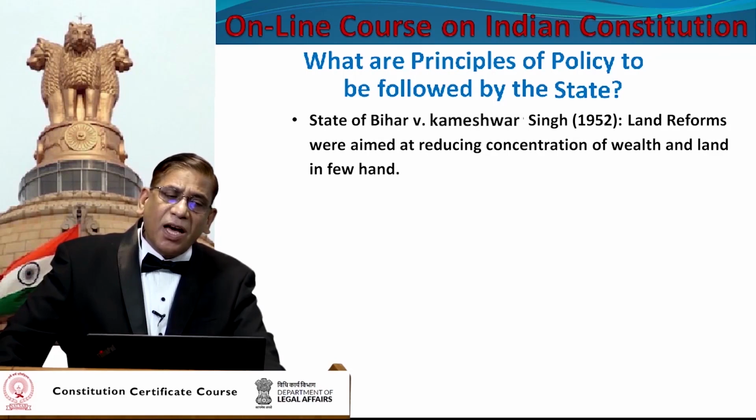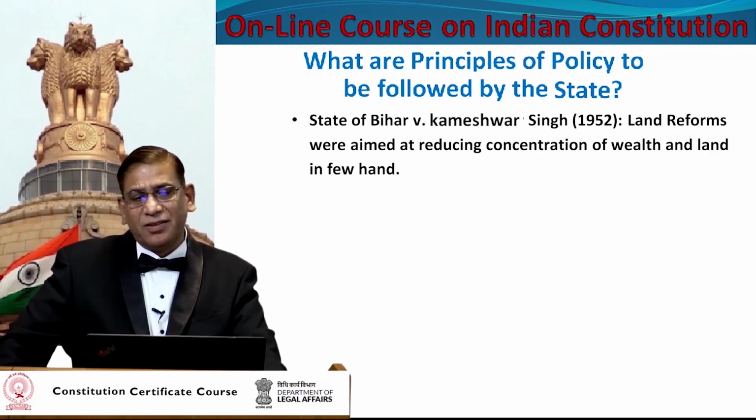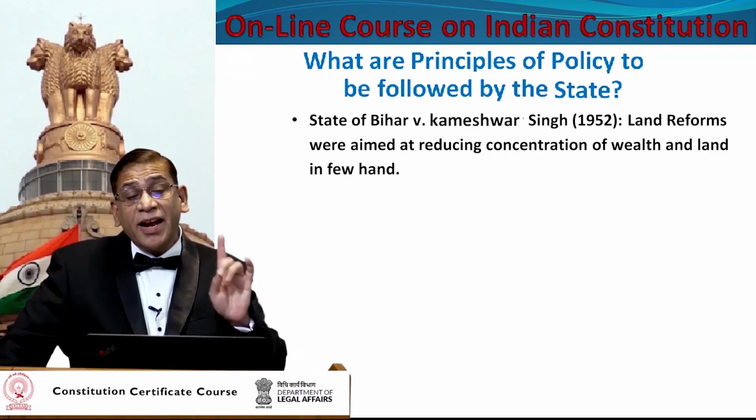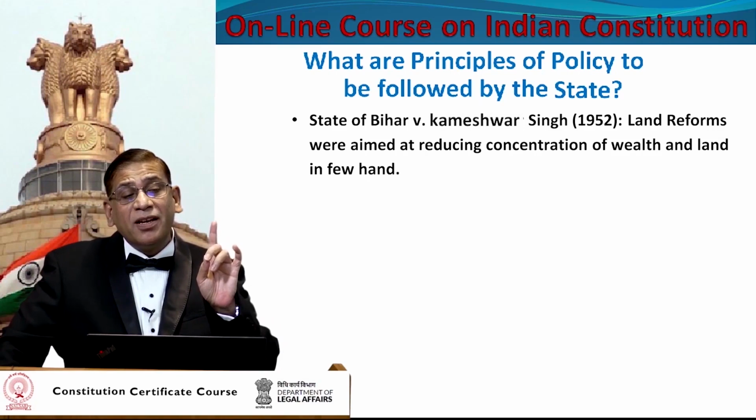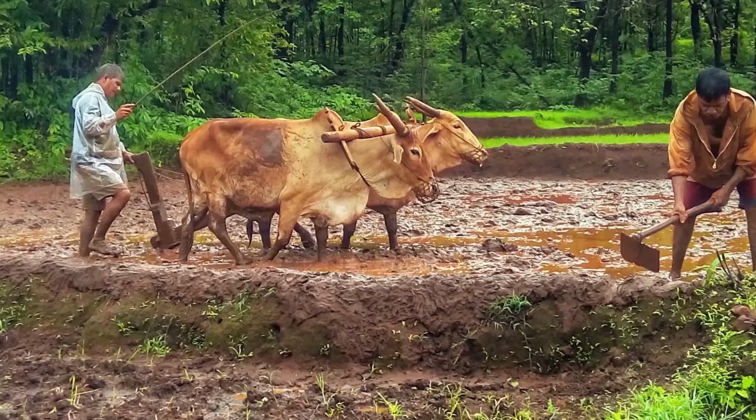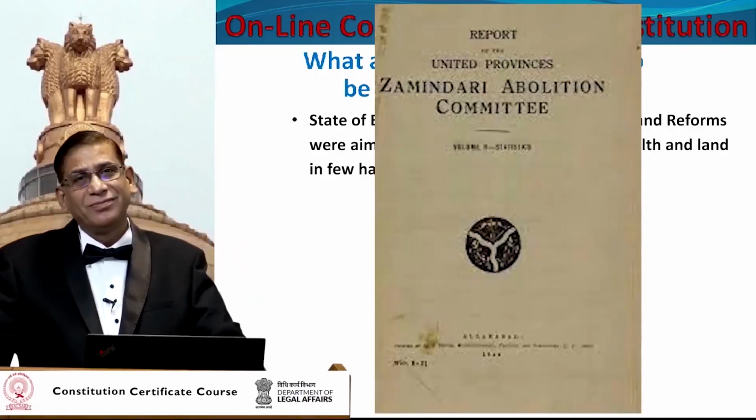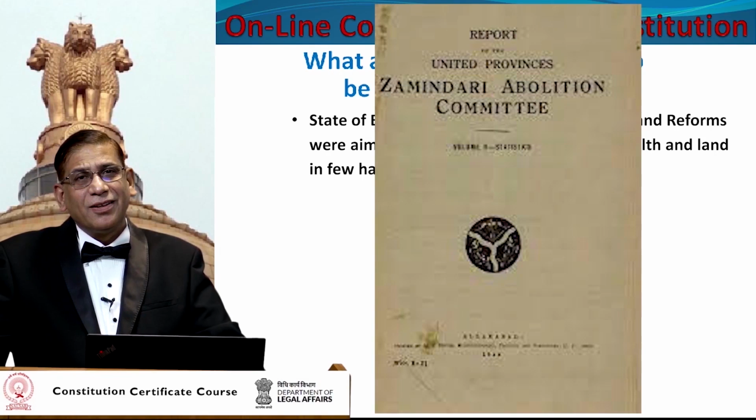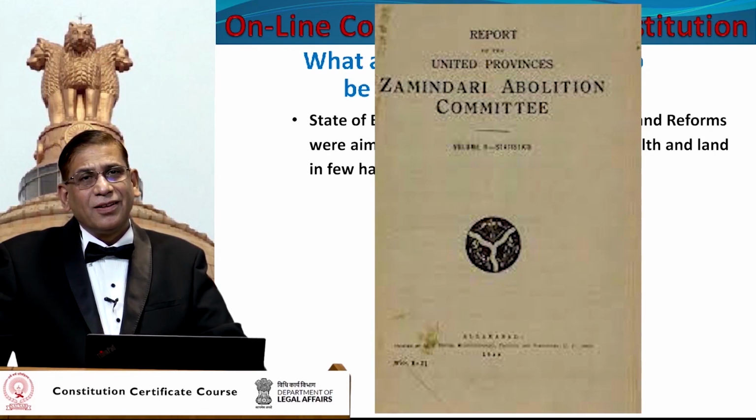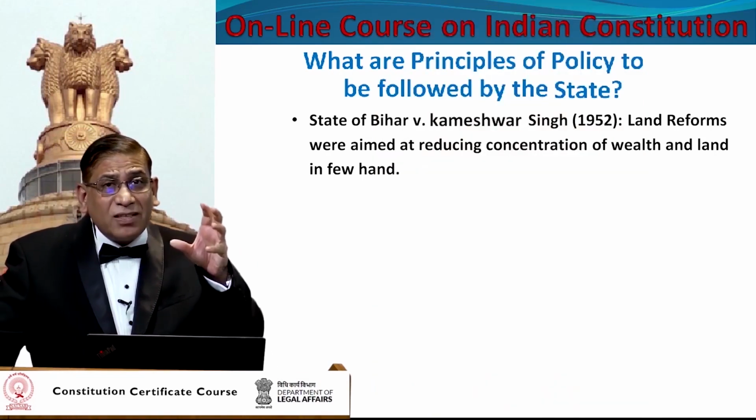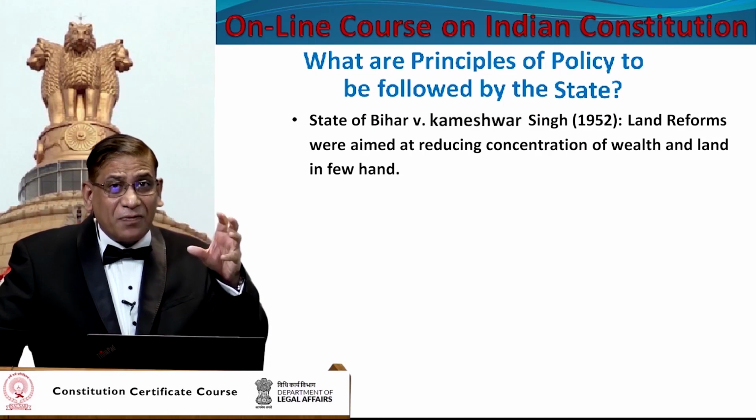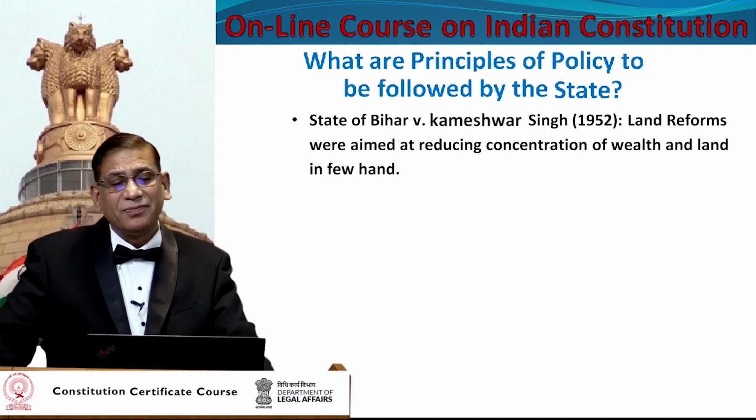In the State of Bihar versus Kameshwar Singh, the Supreme Court said land reforms were aimed at reducing concentration of wealth and land in few hands. So zamindaris are to be abolished. How much land one person, one family can have is to be decided.